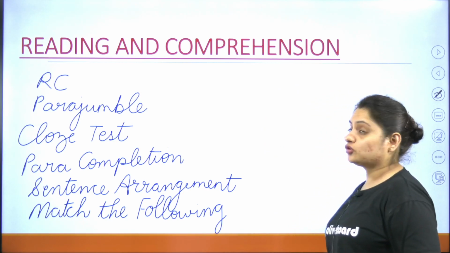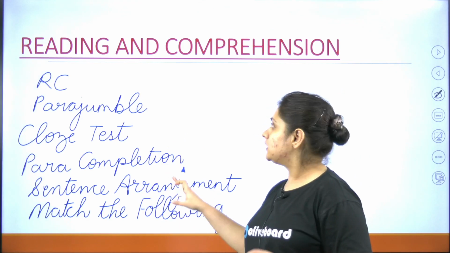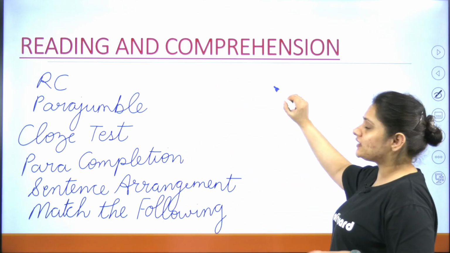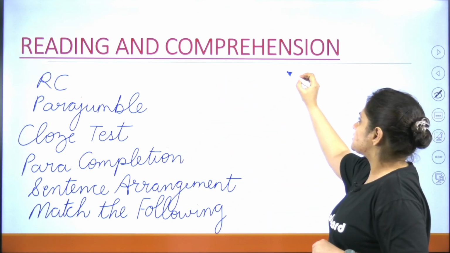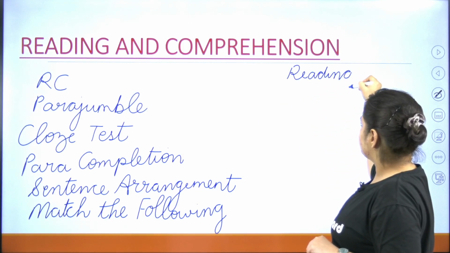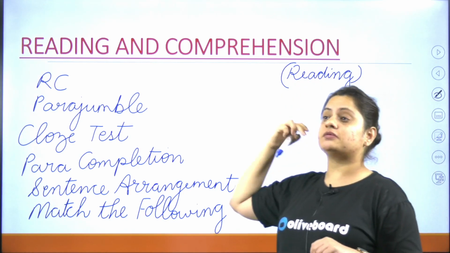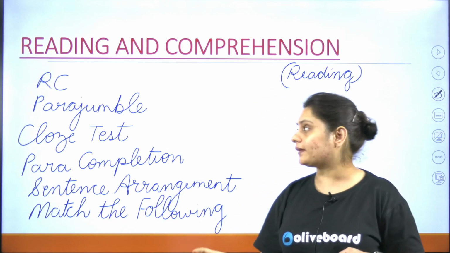Now you know RC has the highest weightage, and para jumble is 5 marks. This is a very important part. For this, on a regular basis, what you will have to do is, from day 1, firstly give time to reading. This is something which will go on for a regular basis. Like I say, minimum 3 articles or 3 editorials per day.